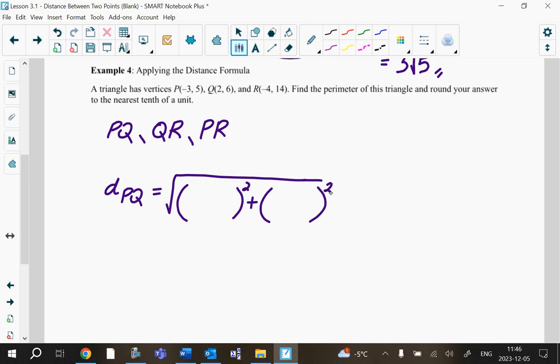And now we've got to just make sure we put the correct numbers in. So look at the points P and Q. Let's call these two x1, y1, these two x2, y2. So what's x2? 2. What's x1? -3. So I have to do 2 minus -3. Be careful. So it actually changes to a positive because it's 2 subtract -3. And then the y's are the second y minus the first y, 6 subtract 5. That's easy.